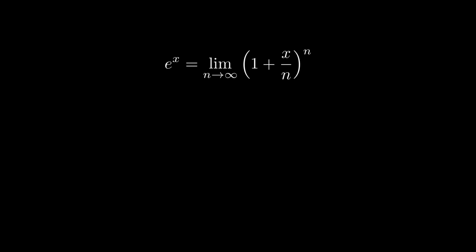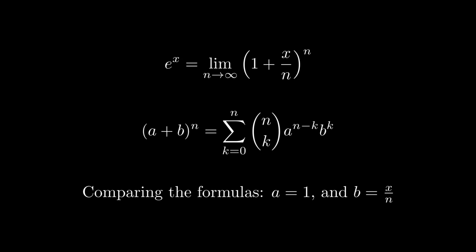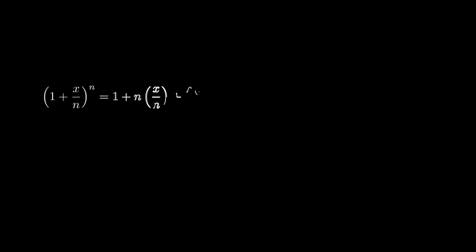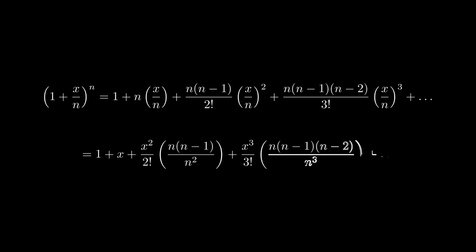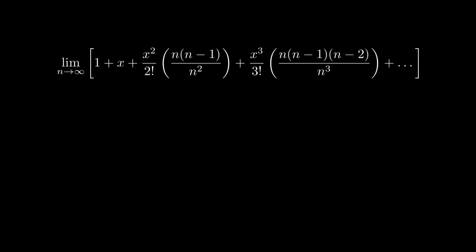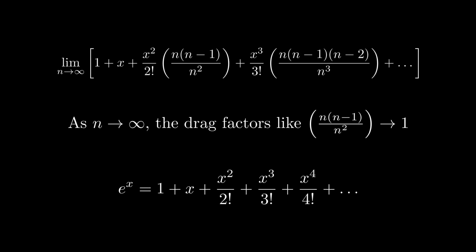Now let's expand our formula via binomial theorem. Over here a is 1 and b is x by n. We expand it and we get an infinite series. However, there's a problem. We have factors like n times n minus 1 divided by n square. So what do we do about them? As n approaches infinity, these factors get reduced to 1 and we get a final clean formula.